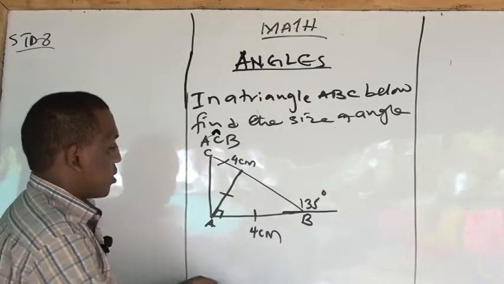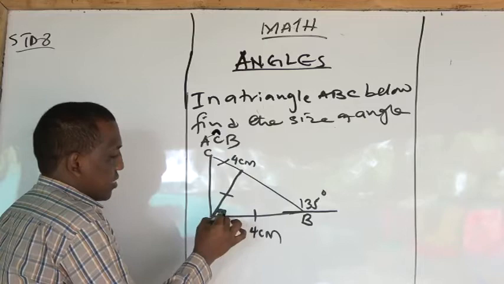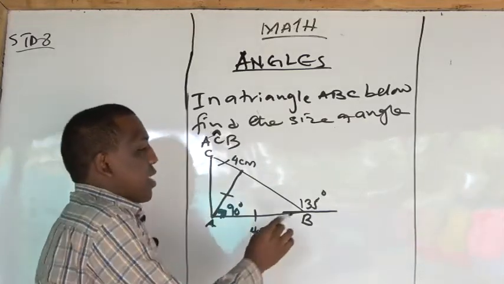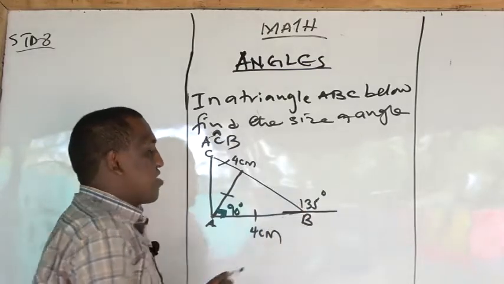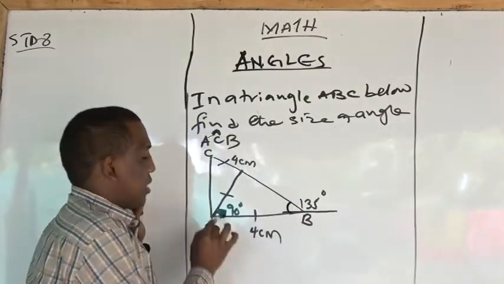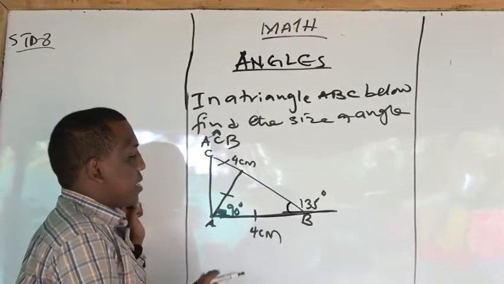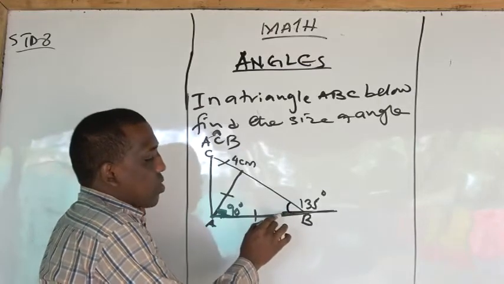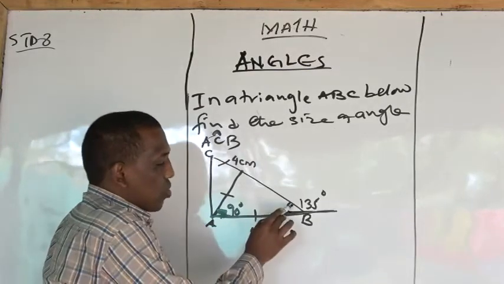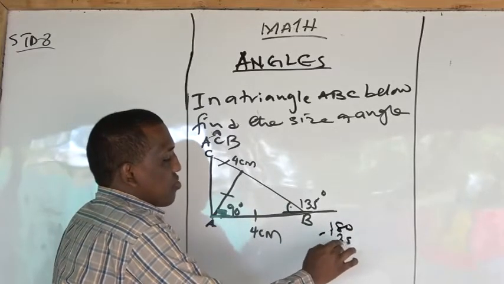To find angle C, remember, here is 90 degrees. This box means 90 degrees. And this line is 135 degrees. So if this line is 135 degrees, we can get here. This is a straight line. A straight line adds up to 180 degrees always. So to get this angle now, we say 180 minus 135.